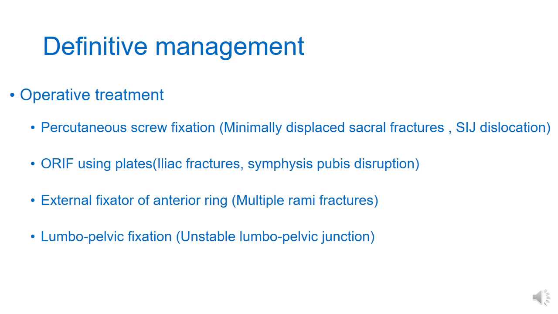Operative treatment could be either percutaneous screw fixation, if we don't need much reduction of the fracture or the dislocation. The classic example is minimally displaced sacral fractures or sacroiliac joint dislocation. Or formal open reduction and internal fixation using plates and screws, and this is classically indicated in iliac fractures and symphysis pubis disruption. External fixation of the anterior ring could be a definitive management method, especially if you have multiple comminuted fractures, which are difficult to treat by open reduction internal fixation. And last, if we have unstable lumbopelvic junction, we will go for what's called lumbopelvic fixation.